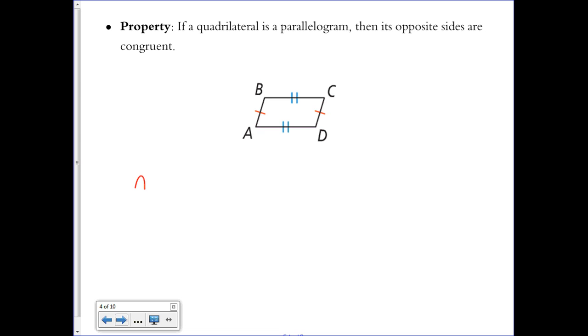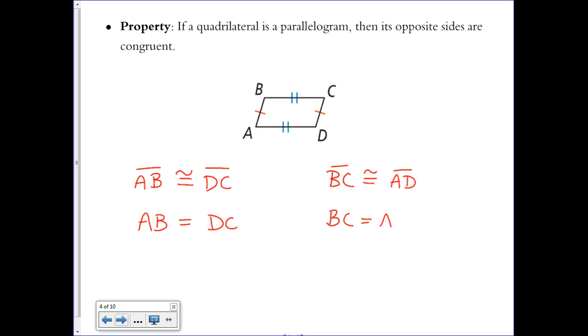We could write that in two ways. We could say that segment AB is congruent to segment DC. And notice they both have the segment symbol above with the congruent symbol between. Or we could say AB equals DC. Now, without the segment line above, it's referring to the length of something. So the length of AB is equal to the length of DC. It's just a different statement. So you want to be careful to use congruent when you're talking about segments, but an equal sign when you're talking about lengths. And then you can also say the same about BC being congruent to AD. Or you could say the length of BC is equal to the length of AD.